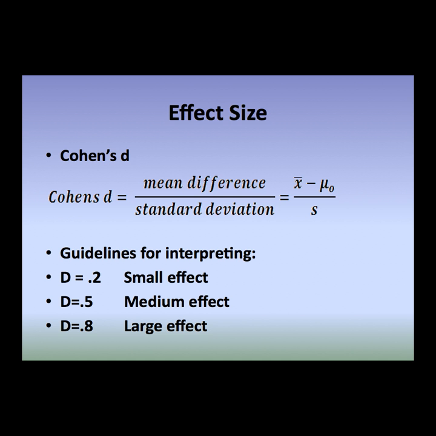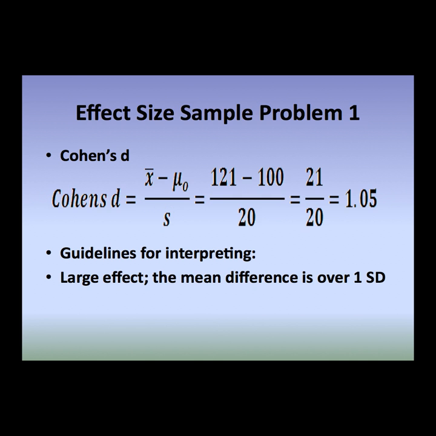For a Cohen's d of 0.8, that would indicate that the difference between x bar and mu naught is 0.8 standard deviations, almost one full standard deviation. Again, that is classified as a large effect.